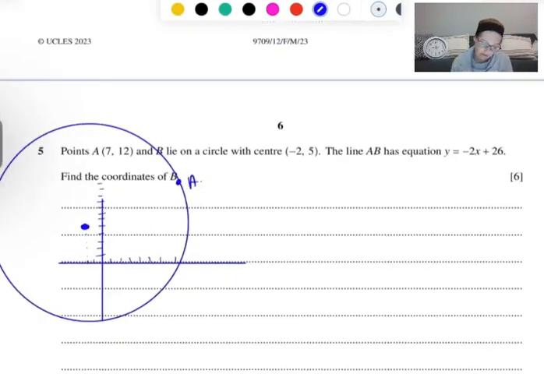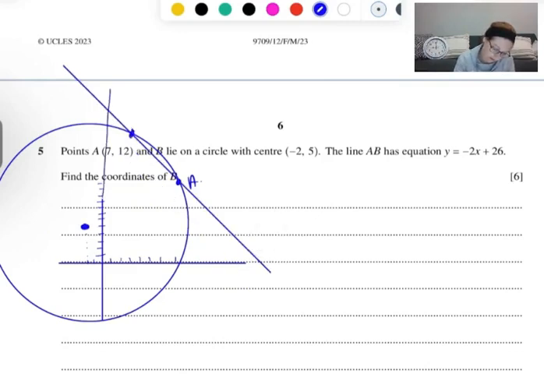Okay. The line AB has an equation. Okay, so we don't know where B is. So y is equal to -2x plus 26. It needs to go through A, and it needs to go through B, and it needs to pass through 26 somewhere up here. A and B lie on the circle, so basically I need to find the coordinates of B. B is where the line and the circle intersect.